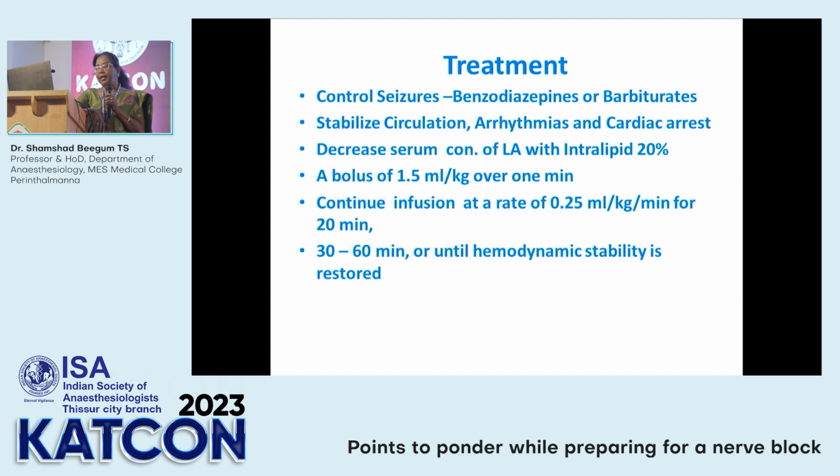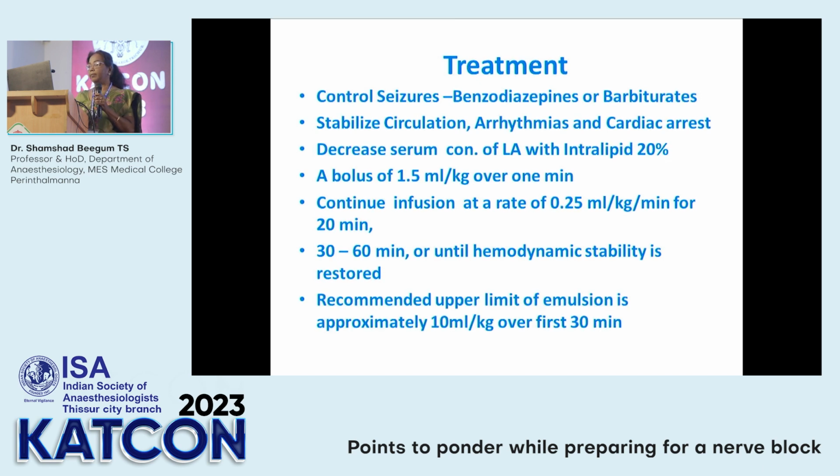The dose is 1.5 ml per kg over 1 minute. Continue the infusion at a rate of 0.25 ml. All these things will be done by the doctors themselves. The only thing is that you have to check that it is available, that is, 20% intralipid is available in the emergency cart as well as in the block room or in the operation theater, wherever it is available. Once it is used, you have to tell the doctors to replace it. The recommended upper limit of emulsion is approximately 10 ml per kg over the first 30 minutes.